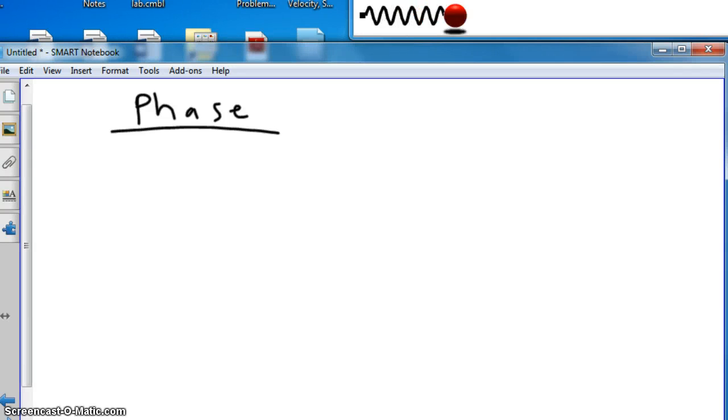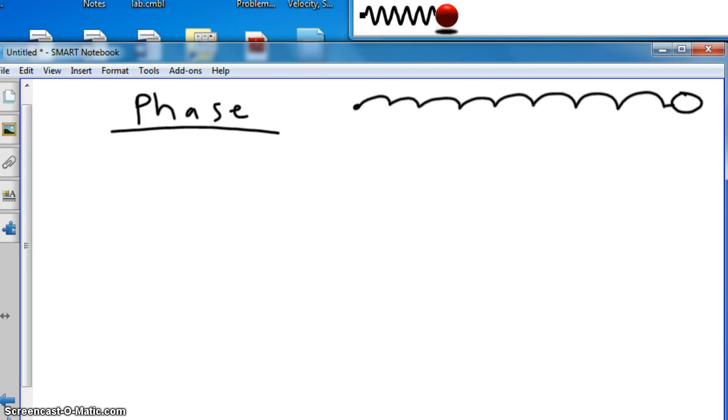In this video, we are going to briefly study something called phase. If we look at this oscillating mass spring system, we notice that it passes through a series of different positions. So first, it starts all the way out here, and it's something like this. After 1/4 of a period, it's like this.